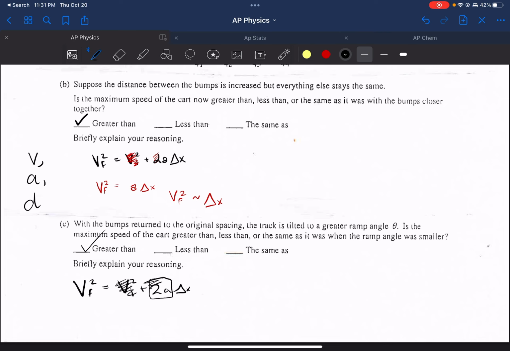Our 2A is going to be constant now, because it remains the same. Let me explain why this is constant. This is constant because it's not changing. So Vf squared is equal to 2A delta x. So if your acceleration is increasing, your final velocity is going to also increase. They're proportional.